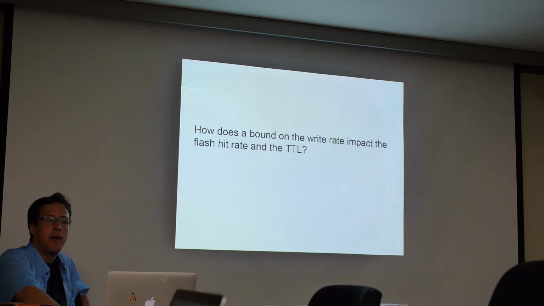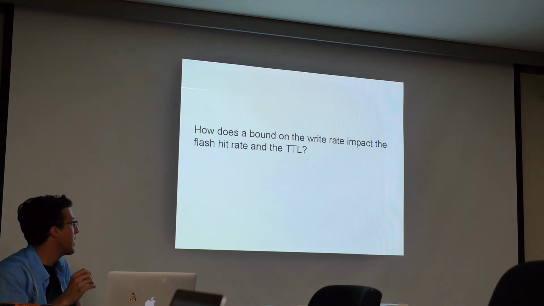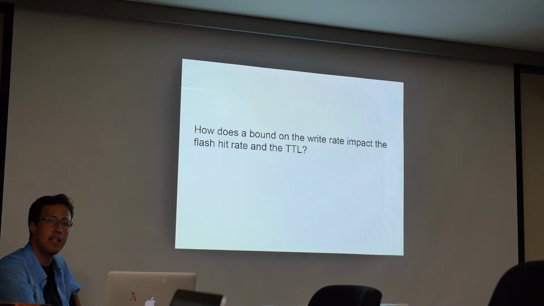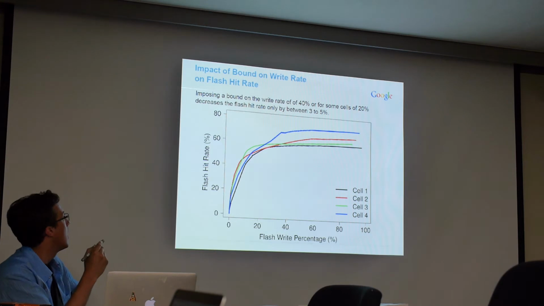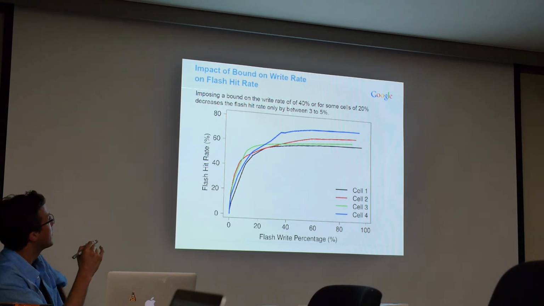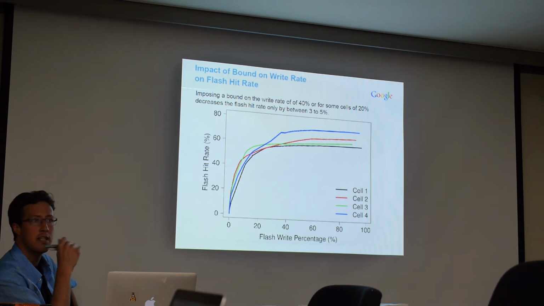So how does a bound in the write rate impact the flash hit rate and the time to live? If we are very concerned about the flash wearing out and we set a bound, then does that decrease those numbers from the last slide significantly, or do we still get most of that benefit? So imposing a bound in the write rate of 40% for some cells decreases the flash hit rate by only 3 to 5%. So this is a good finding for us. We only lost 3 to 5% of the effectiveness of our caching strategy by bounding the write rate significantly.